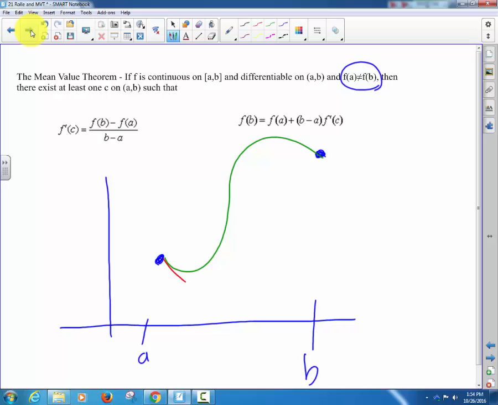Let's draw this here, okay? So now, what does it say? If these conditions are true, then there exists at least one c such that this is true. Oh my goodness. What on earth is that saying? f prime of c equals f of b minus f of a over b minus a.